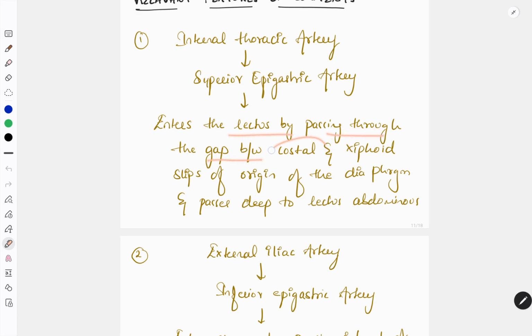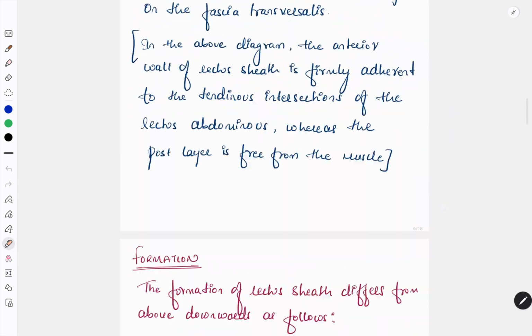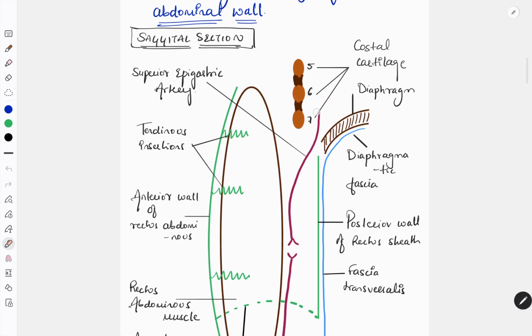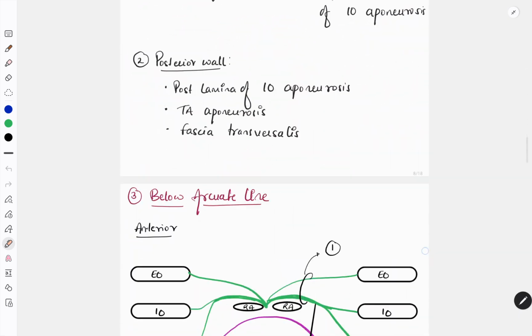the gap between the costal and the xiphoid slips of the origin of the diaphragm and passes deep to the rectus abdominis. How does it pass? If we go up, we can look at this. See, this is your superior epigastric artery, right? It is coming between your diaphragm. See, here is your diaphragm and probably the costal cartilage. It is slipping between this gap and coming. That is what they are telling over here also.